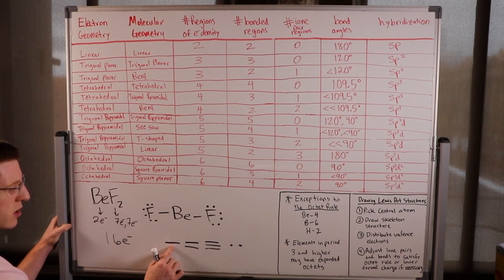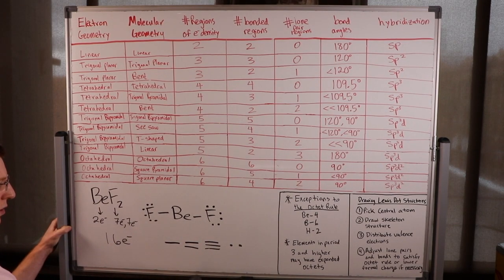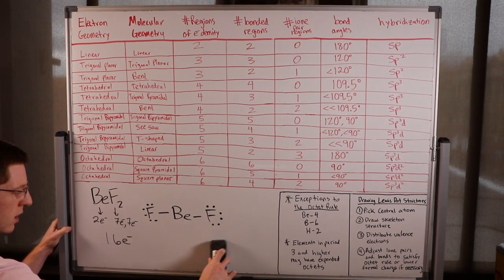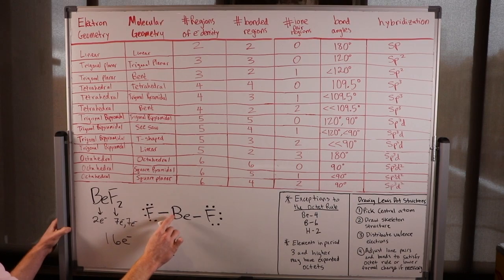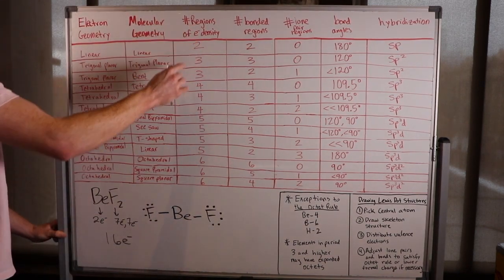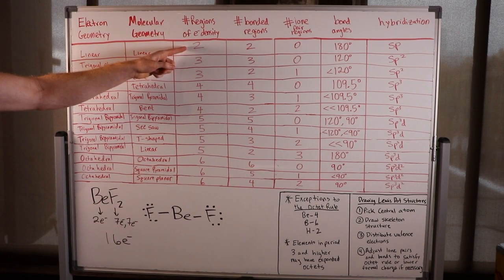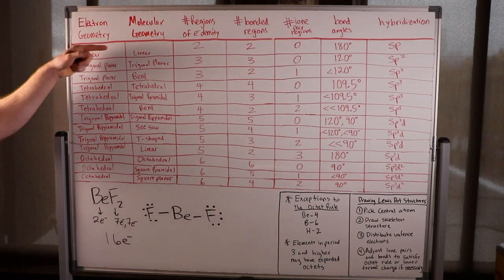This is one region of electron density, one region of electron density, one region of electron density, and one region of electron density. So in this molecule, we have 2 regions of electron density. So let's find that in this column. So the only option we have with 2 regions of electron density is this first row.